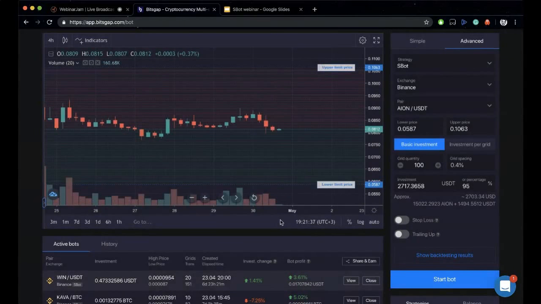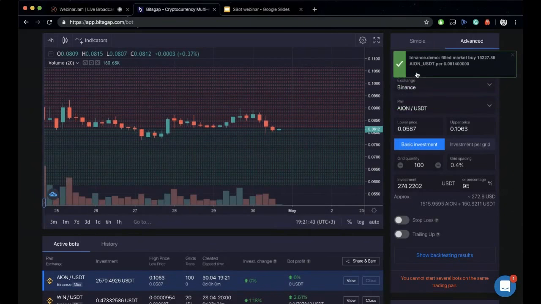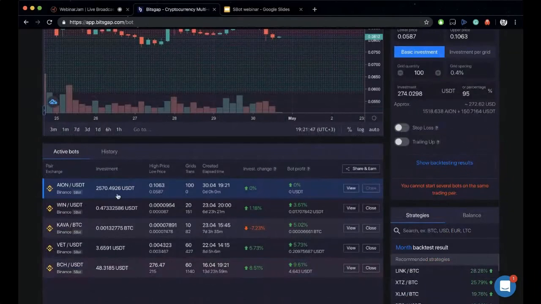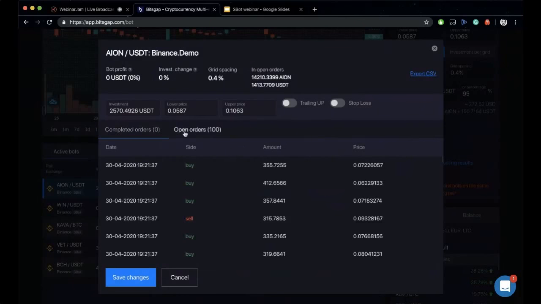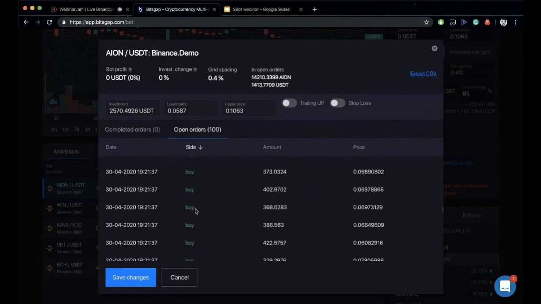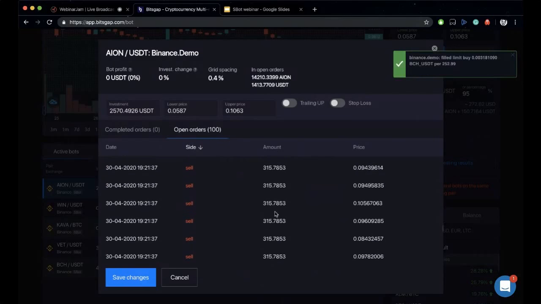I click on yes. So here what happens, it fills the market buy order and buys ION. Here it is displayed in my active bots. You can click on view and you see that you have at this moment exactly 100 open orders, both buy and from the sell side as well. And this is the proportionate allocation already.